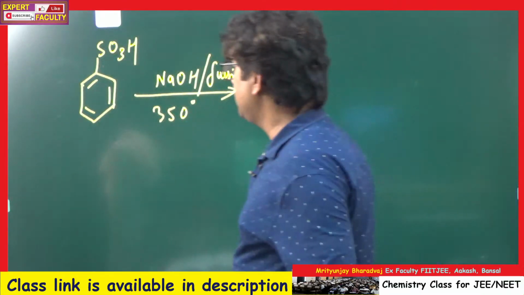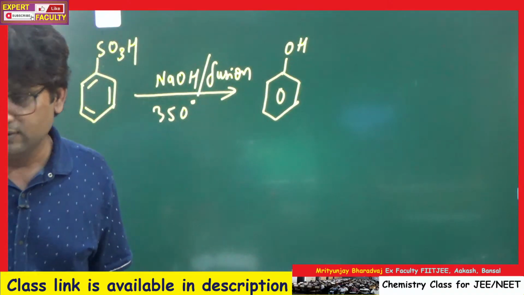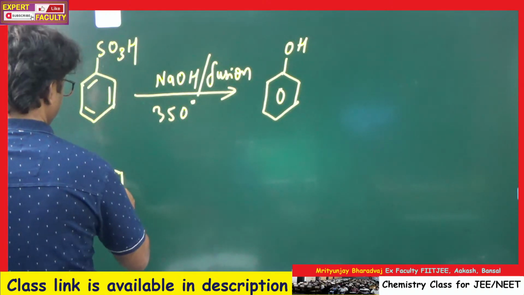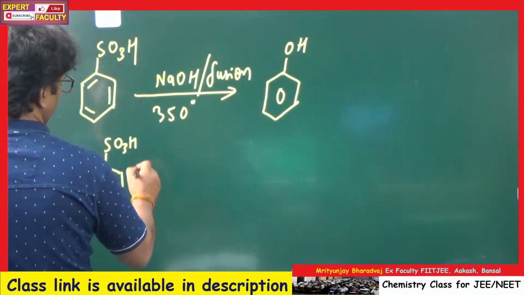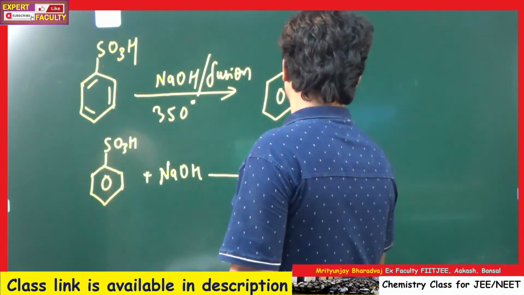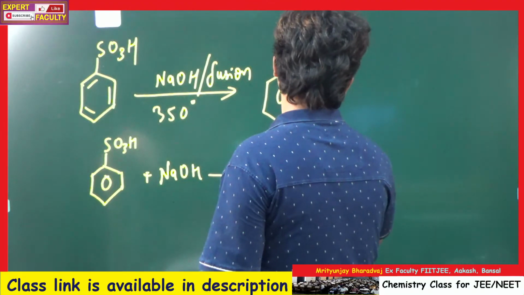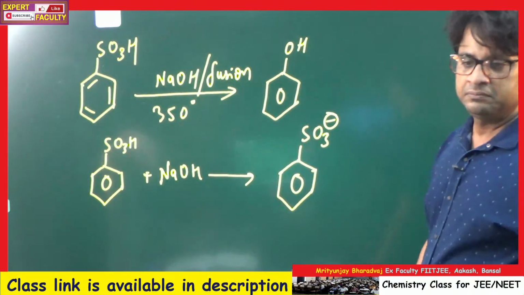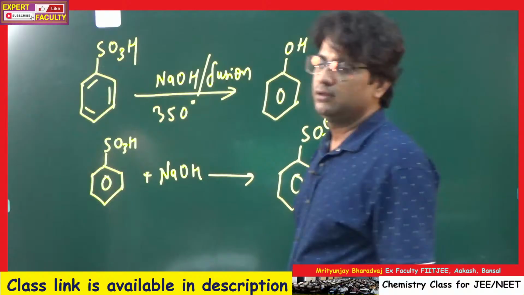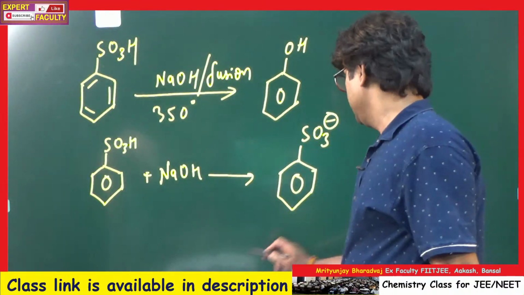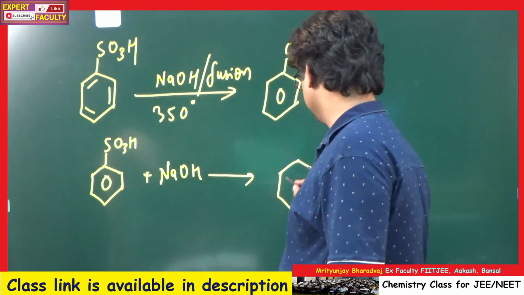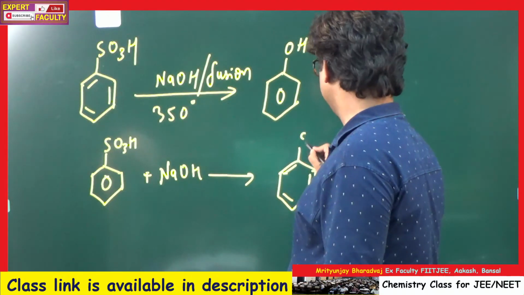Now we need to understand a little more about the mechanism. What will happen? First, this sulfonic acid will have acid-base reaction with the NaOH, and it will be what? It will be SO3 minus. Now, if we draw the structure of this SO3 minus, S double bond O.